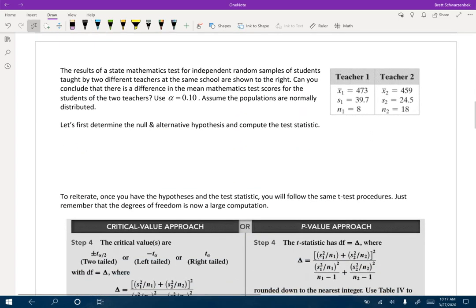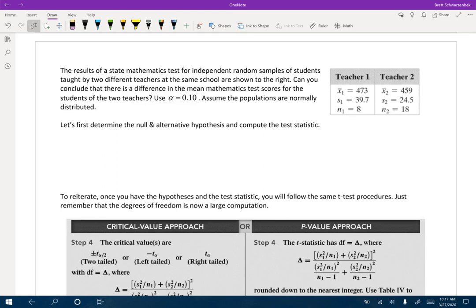Okay, so why don't we start with an example here. It says the results of a state math test for independent random samples of students taught by two different math teachers at the same school are shown to the right. Can you conclude there's a difference in the mean math test scores of the students of the two teachers? Use alpha equals 0.10. Assume the populations are normally distributed.